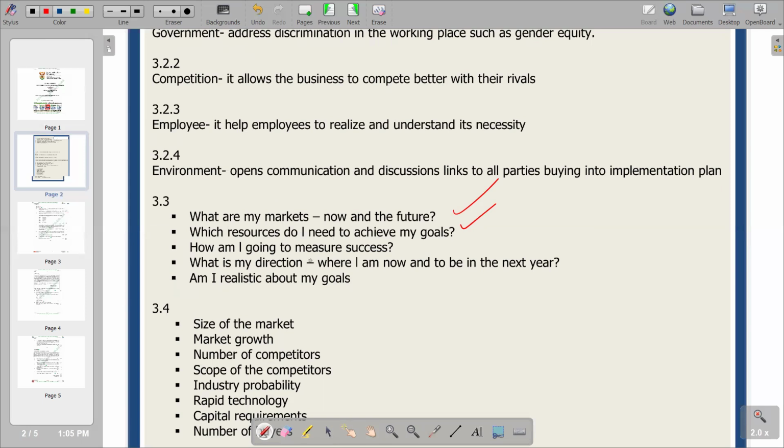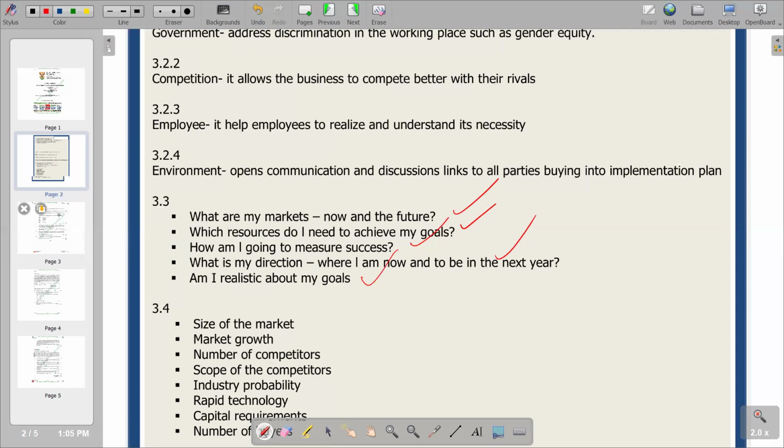How am I going to measure success, in terms of parameters that you are going to engage in when you are now measuring success? What is my direction? That is, where I am now and to be in the next year. And then lastly, am I realistic about my goals? Remember, the goals have to be achievable, which is the last point that we have.